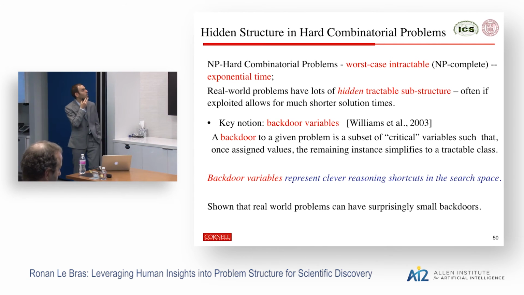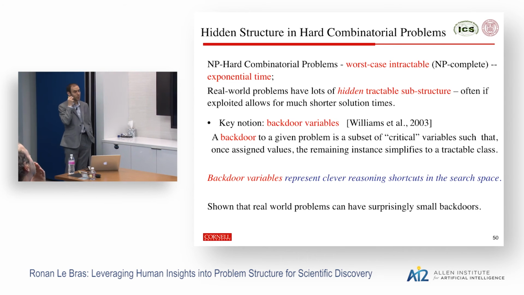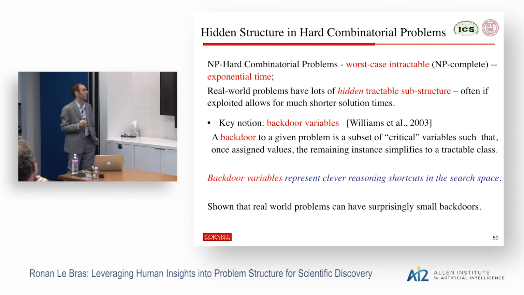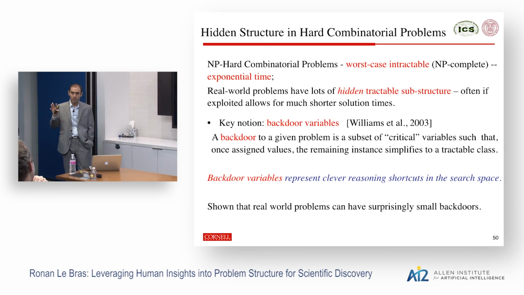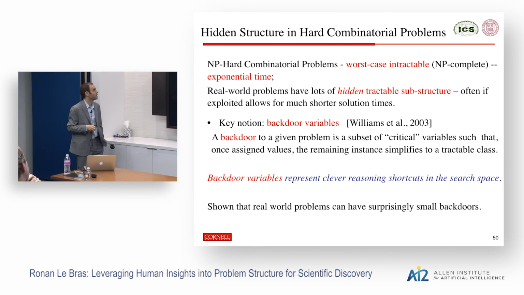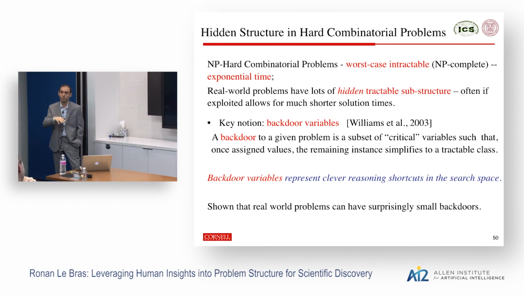Many of you may know what this is about. So in terms of hidden structure in hard combinatorial problems, as you know, in the worst case you need exponential time to solve an NP-hard problem. Yet many real-world problems have a lot of hidden tractable substructure to them, and basically that means that if you can exploit this structure, you get much shorter solution times.